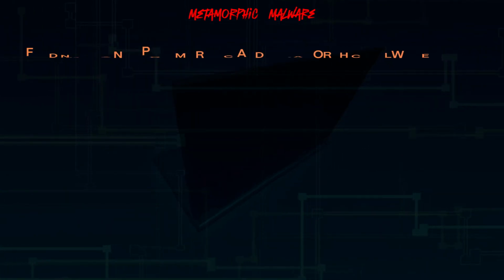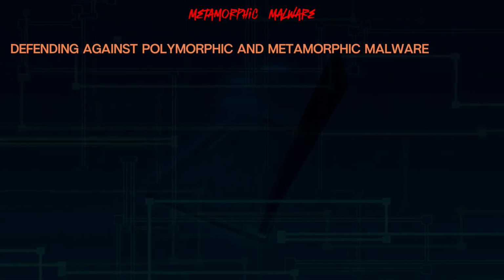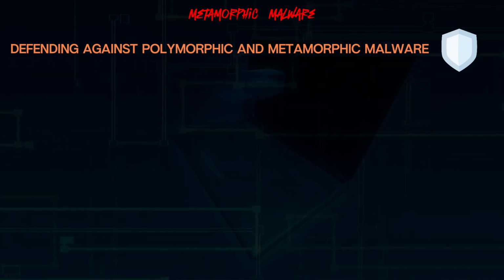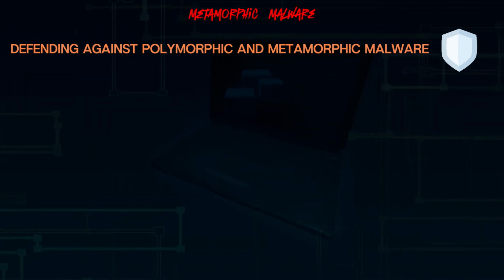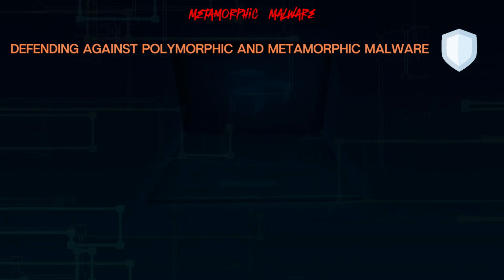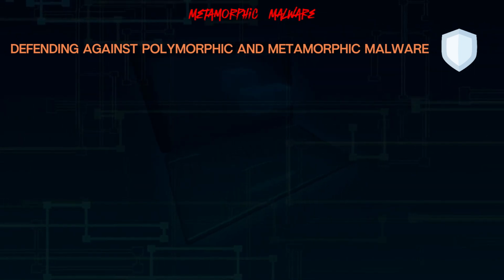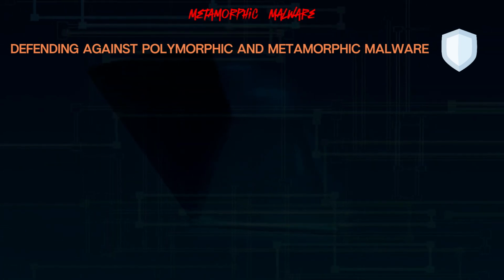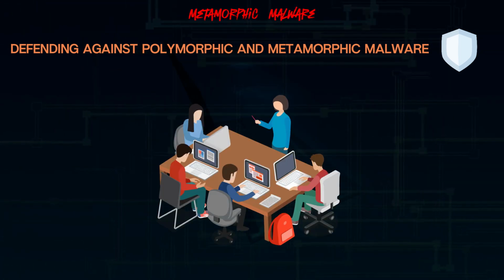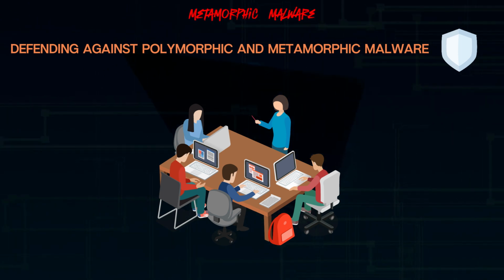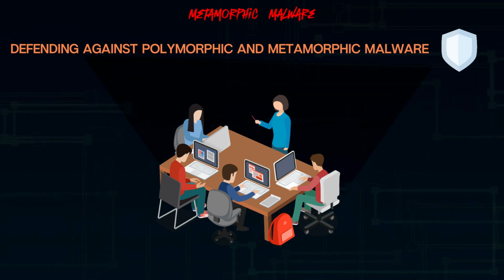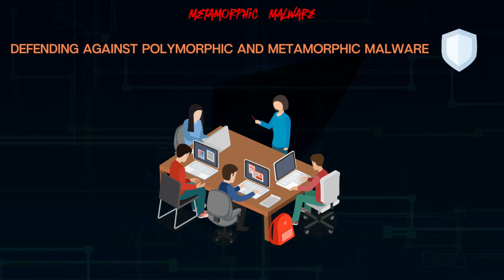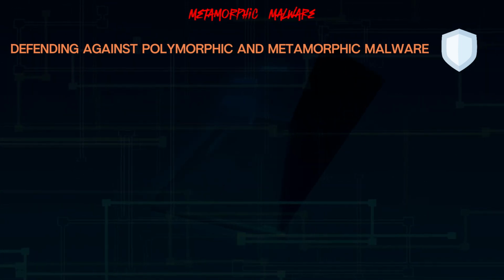Defending against polymorphic and metamorphic malware. At the least, organizations should patch all known vulnerabilities to minimize the threat of successful polymorphic and metamorphic malware attacks. They should also step up their efforts to find and patch zero-day vulnerabilities. Employee training is also critical to ensure that they know how to recognize and resist phishing scams that leave the door open to polymorphic and metamorphic malware attacks.